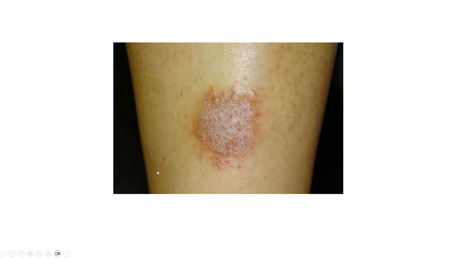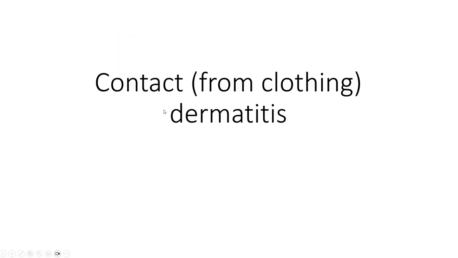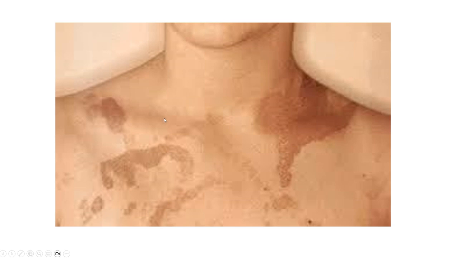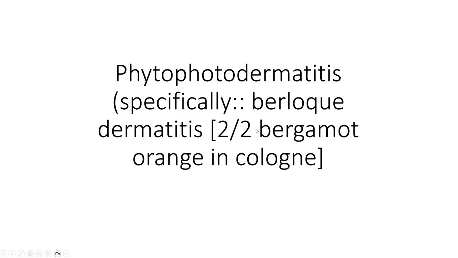This is nummular eczema. Nummulus means coin-shaped, so coin or oval-shaped patches, typically on the extremities, lower extremities. Contact dermatitis, I think, because it's linear, horizontally oriented. This looks like phytophotodermatitis, so you get these quasi-linear, bizarre, hyperpigmented shapes. This one specifically, Berloque.